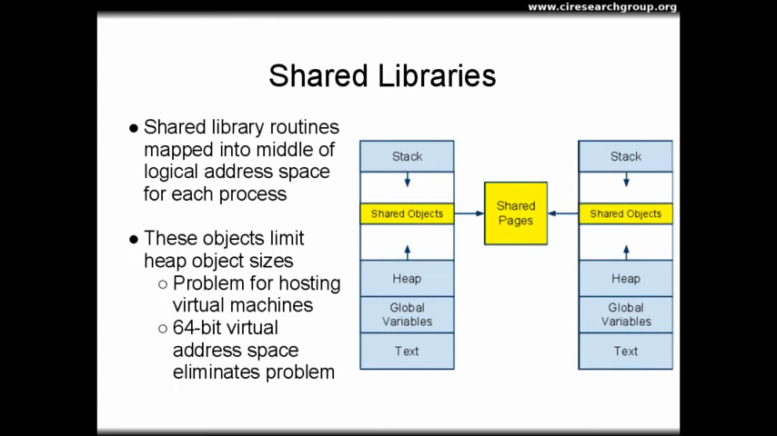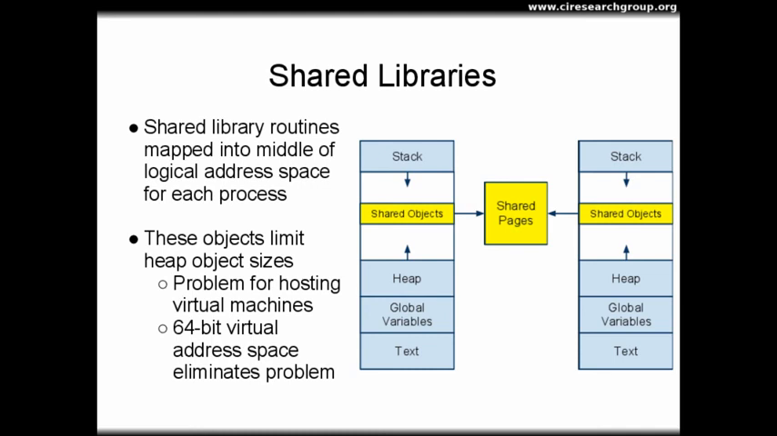Shared libraries are made available to processes by mapping them into the middle of the logical address spaces of each process, between the stack and the heap. These shared objects limit the maximum size to which the stack or heap can grow before running out of space.